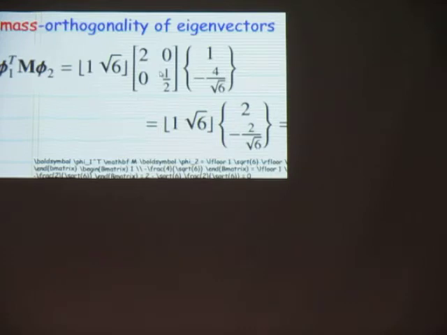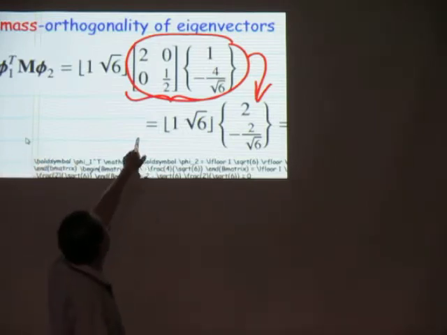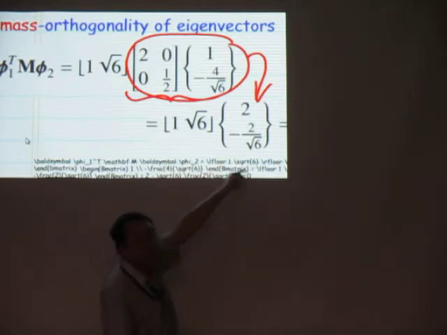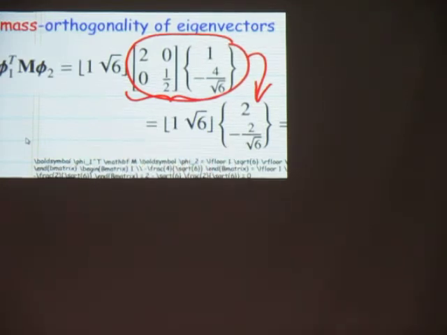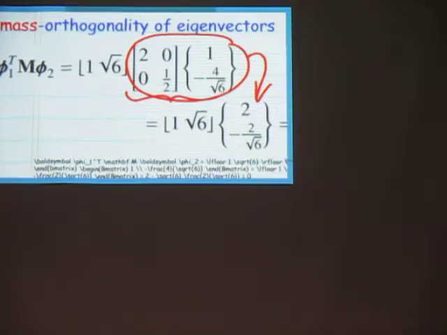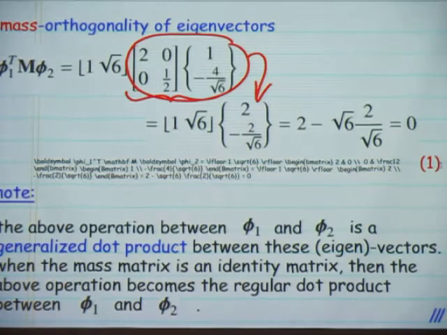If you multiply out, take the mass matrix, let me write here for you. I took the mass matrix times phi2, and this product gave me this column matrix: 2 times 1 is 2, and 1/2 times minus 4 over square root of 6 is minus 2 over square root of 6. Now you can take that row matrix, phi1 transpose, multiply by this column matrix, and you get a scalar, a number, and that number turns out to be 0. Therefore you say that the eigenvector phi1 is orthogonal to the eigenvector phi2 with respect to the mass matrix. So that's orthogonality for the case of the generalized eigenvalue problem.